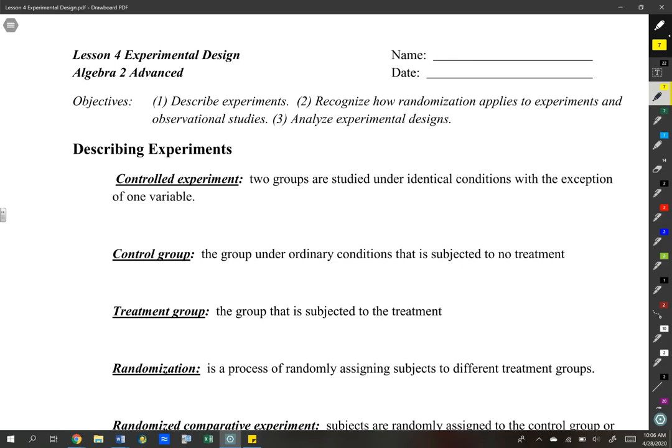So in describing experiments, we have what is called a controlled experiment. Two groups are studied under identical conditions with the exception of one variable. So we have identical conditions, and there's one variable that's a little bit different. A control group is the group under ordinary conditions that is subject to no treatment. A treatment group is the group that is subject to the treatment. Makes sense, right?